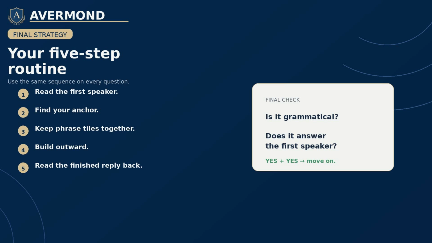So use this routine on every Build a Sentence question. First, read the first speaker. Understand what kind of reply is needed. Second, find your anchor. Look for the subject, main verb, or a natural opening phrase. Third, keep phrase tiles together. Treat them as complete units. Fourth, build outward. Connect the pieces using normal English word order. And finally, read the finished sentence back. Ask 2 questions. Is it grammatical? And does it actually answer the first speaker? If both answers are yes, move on.